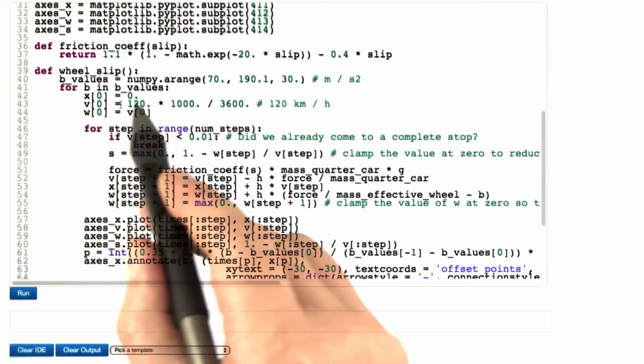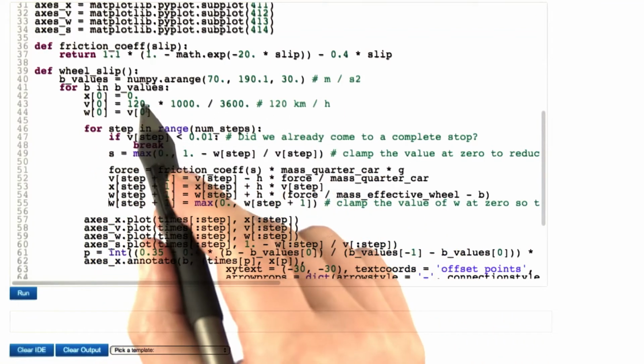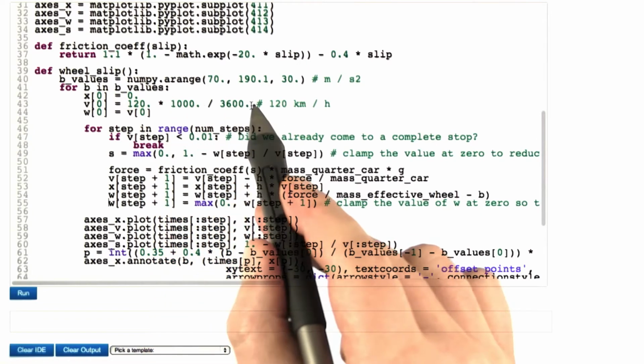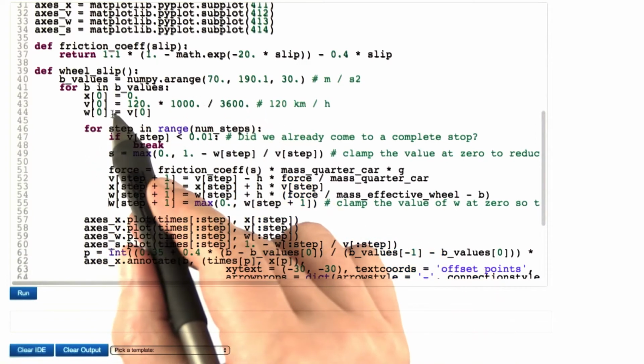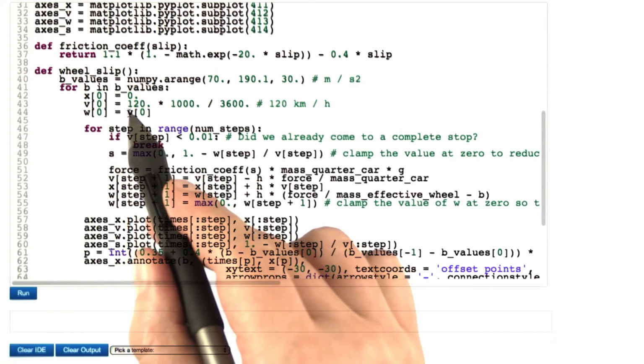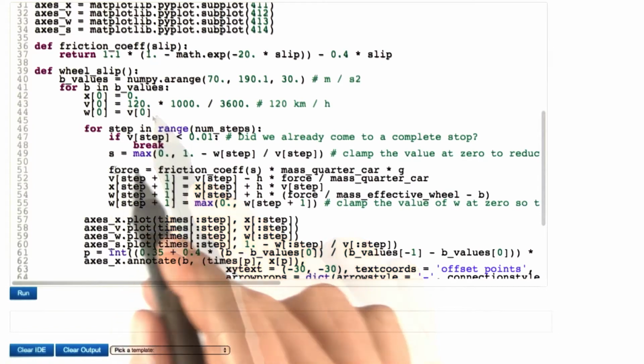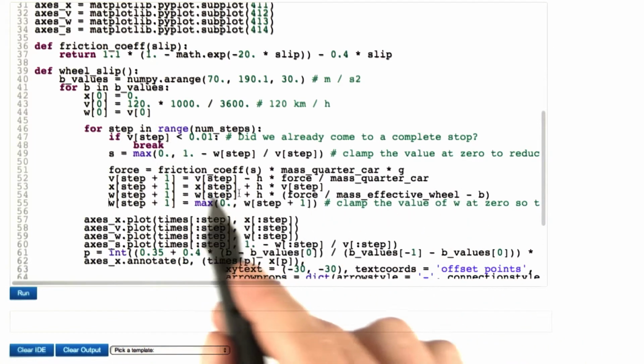The initial value for the velocity of the car is of course 120 kilometers per hour converted to meters per second. And the initial value for the velocity of the rim of the wheel has to equal the velocity of the car so that there is no slip. The implementation of the forward-Euler method should be straightforward.